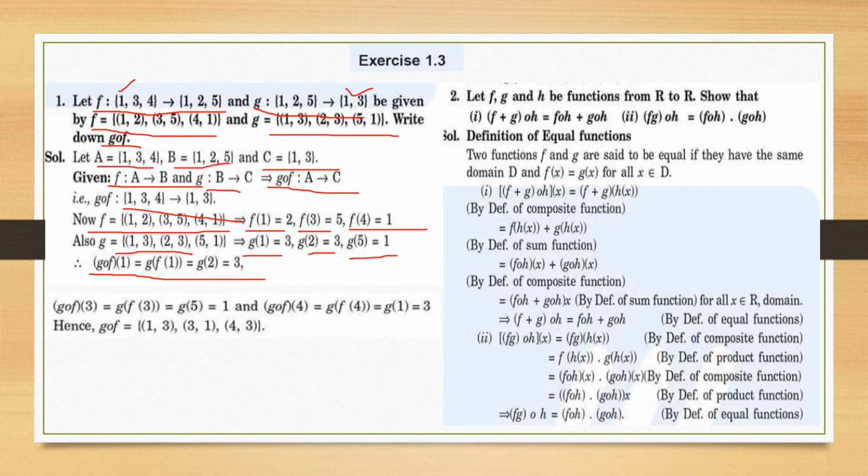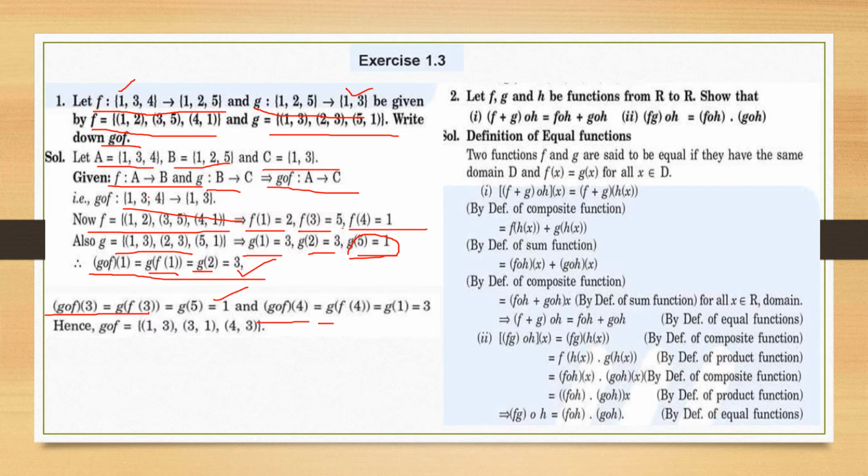And what is g∘f? Now start putting the elements in g∘f. So g∘f of 1 is g of f of 1. What is f of 1? It is 2. So what is g of 2? g of 2 is 3, so I'll get element 3. g∘f of 3, the second element, what is g of f of 3? f of 3 is 5. So what is g of 5? From here it is 1. Okay, so I'll get 1.